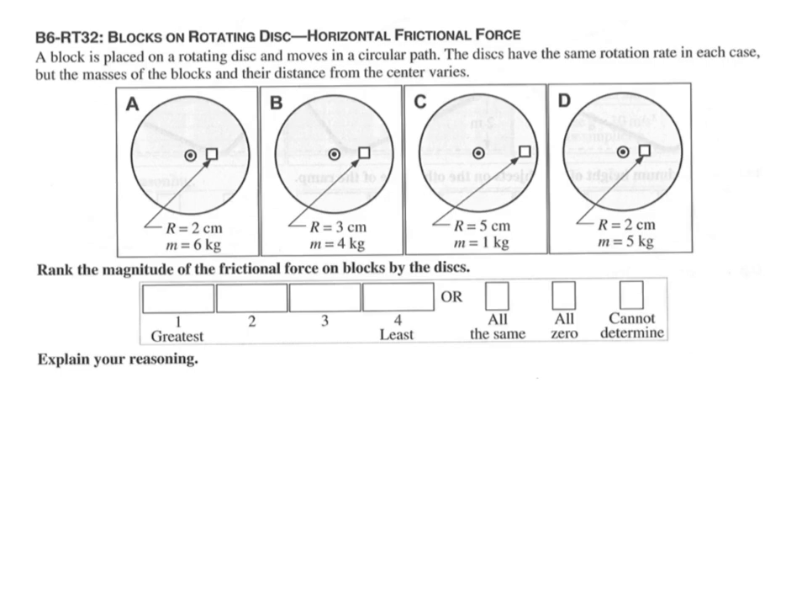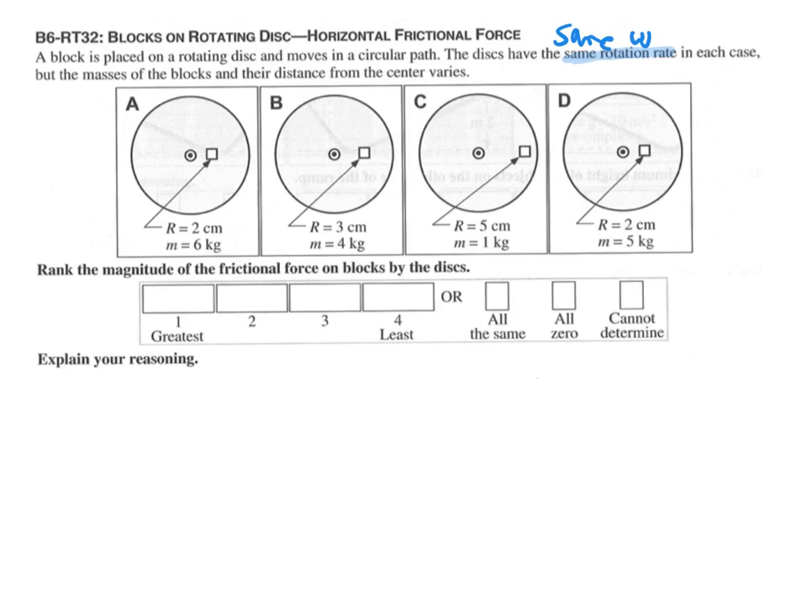Sample problem 10-01. A block is placed on a rotating disk and moves in a circular path. The disks have the same rotation rate in each case, but the masses of the block and their distances from the center vary. So the statement about same rotation rate really means same omega.